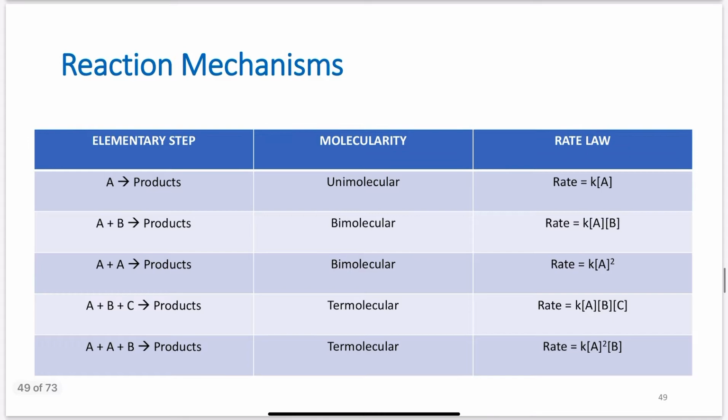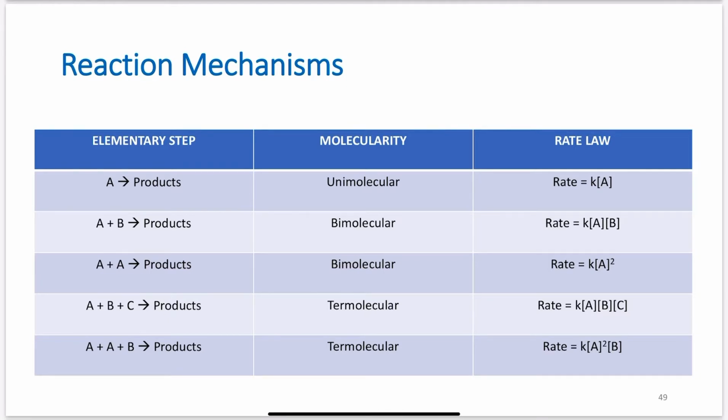So looking at reaction mechanisms, these are the different types we have: unimolecular, bimolecular, termolecular. Unimolecular is just one single particle undergoing that reaction. So if we have reactant A going to products, we write the rate law for this as rate is equal to k times the concentration of A. It's unimolecular because it's one particle. Bimolecular, we have two options. We can have reactant A colliding with reactant B. This is bimolecular because I've got two particles here. And this rate law would be rate is equal to k times concentration of A times concentration of B.